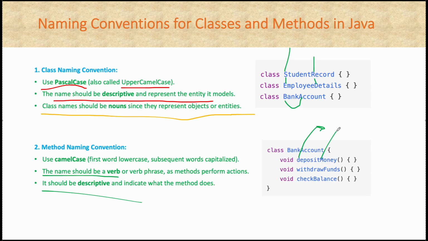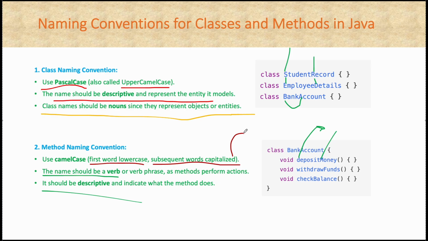That is called camel case. First word lowercase, subsequent words capitalized, meaning the first letter of all the other words will be in capital. That is the naming convention. Let's have a recap. The class name will follow Pascal case. The methods or variables name will follow camel case.